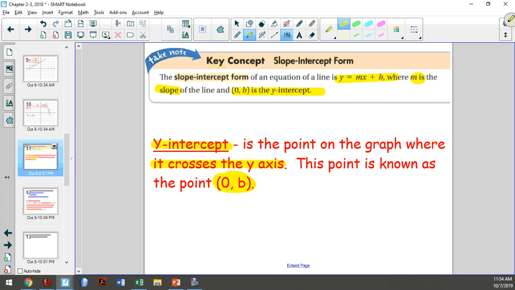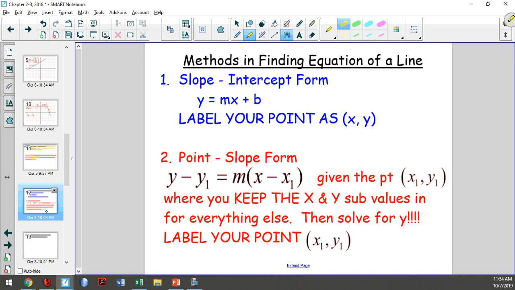Okay? Now, these 2 formulas probably look very familiar to you. It's slope-intercept, which is y equals mx plus b. You label your point as x, y. Then we have another formula, which is point and slope, which is y minus y1 equals m times x minus x1. When you utilize this formula, you are keeping the x and the y and subbing everything else out for numbers. You will label your point x1, y1.